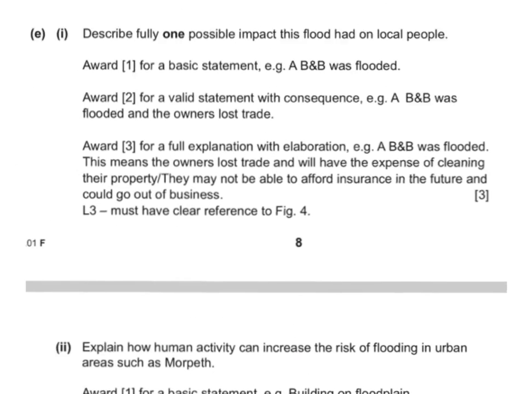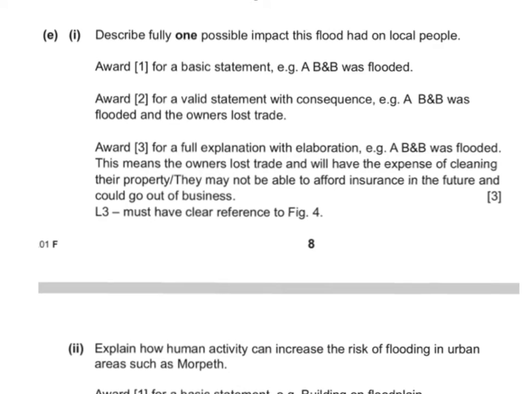Okay, having had a go at the question, here's the mark scheme. So here's what you can see they're looking for, 3 out of 3. A B&B was flooded is kind of the point of this answer. The explain is this means the owners lost trade and will have the expense of cleaning their property. Is the explain and expand. Or you could also say they may not be able to afford insurance in the future and could go out of business. So there are a range of answers here. 3 marks: point, explain, expand.